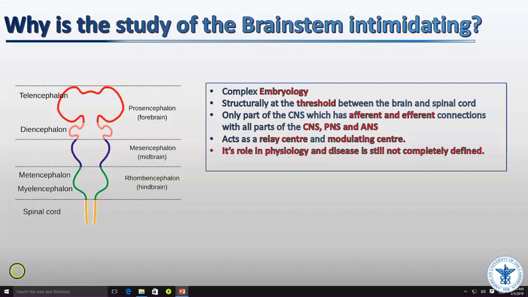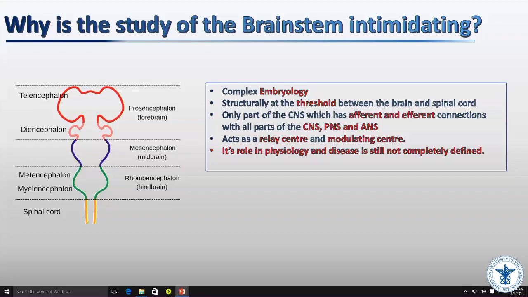Now, if you look at it structurally, it's at the threshold between the brain and the spinal cord, 2 very different organs. And all the tracts of the brain and the spinal cord actually pass through the brainstem. So it has to have a capacity to deal with both of these things. It's like an intermediate between them. So functionally and structurally, it's very different from the brain and from the spinal cord.